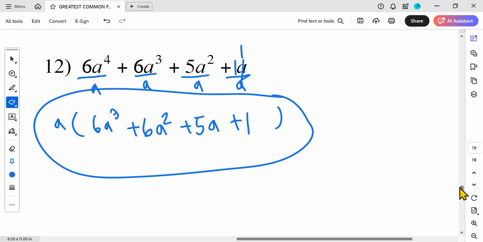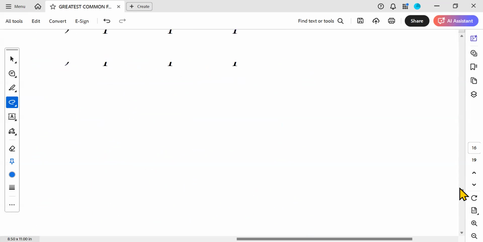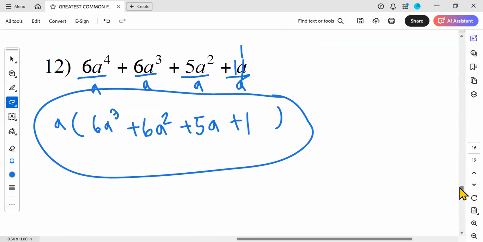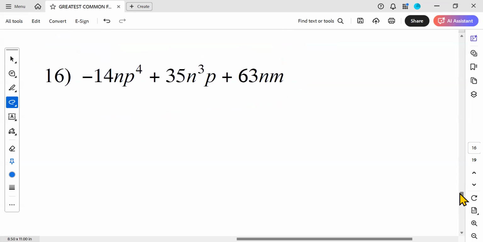Let's do one last one, and then you just practice. Last one, let's look at 16 is good. I got negative 14, 35, and 63.